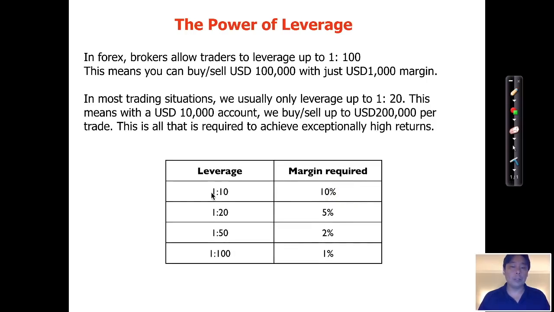So notice that based on the leverage, it tells you the margin required. So again, 1:20 means that we just put a 5% deposit or 5% of the contract size to go long or short on the position. Right, so that's how we use leverage.